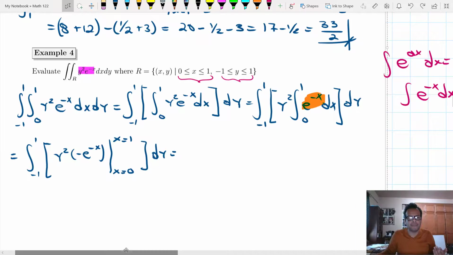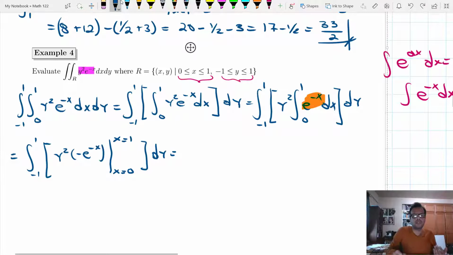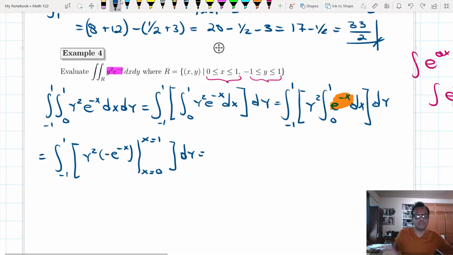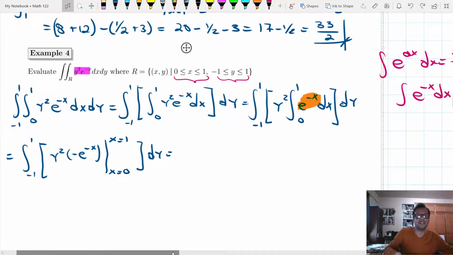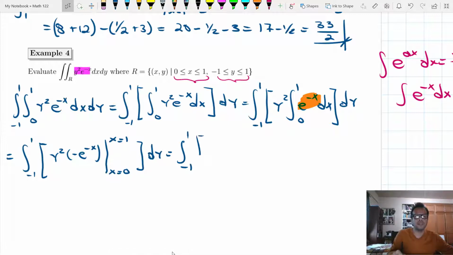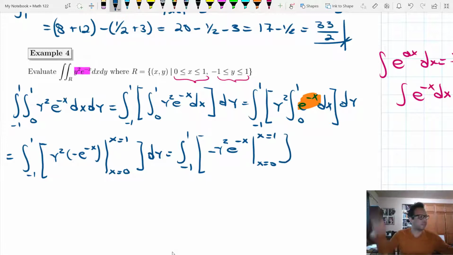So let's see. Okay, so we're going to get the following. We get, oh, hold on a second. Something weird's going on here. All right, got it. So we're going to get the integral from negative 1 to 1 of negative y squared e to the negative x, evaluated from x equals 0 to x equals 1, times dy. So now let's apply the fundamental theorem of calculus on this one.